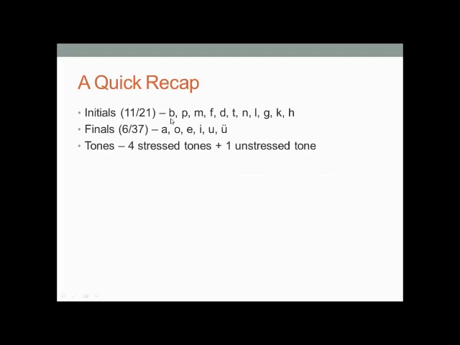We have learned 11 initials: B, P, M, F, D, T, N, L, G, K, H. Right? And then 6 finals: A, O, E, I, U, U. We have learned all the tones. There are 4 stressed tones plus 1 unstressed. Now, let's try to put them all together.